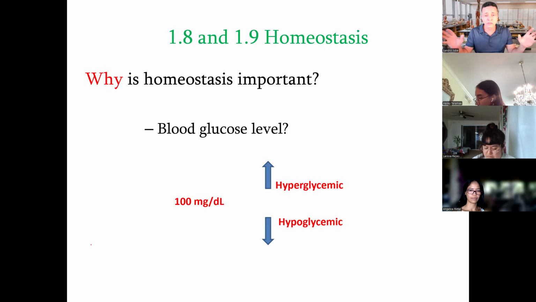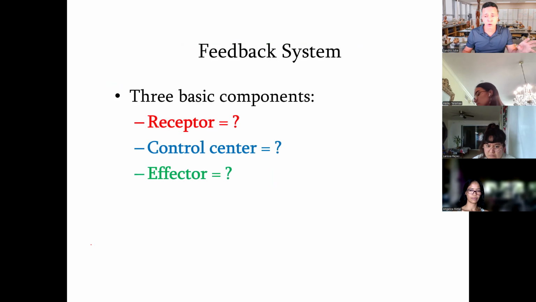Now, this responsiveness is possible because we have something called a feedback system in our body. What is this feedback system? A feedback system is this checks and balances that we have, constantly checking how our environment is. And within the feedback system, we're going to have three main components. We have the receptors, the control center, and we have the effectors.